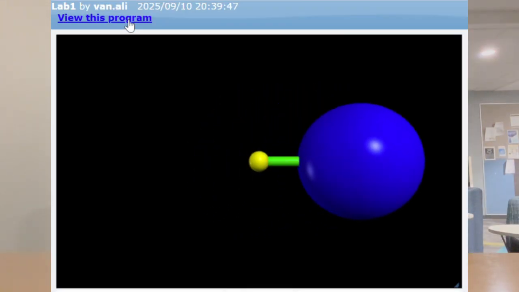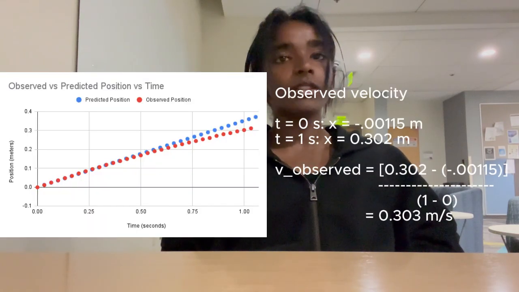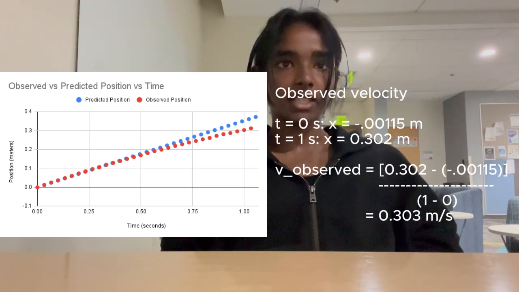To model this motion, I used a simple kinematic equation for constant velocity. x of t equals x sub 0 plus b t, where x sub 0 is the initial position and b is the constant velocity. From my data, the observed velocity was calculated by looking at the slope of the position versus time. Between 0 and 1 second, the object's position changed at a velocity of about 0.303 meters per second.